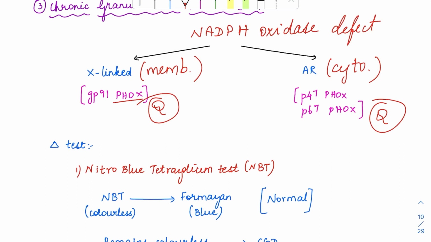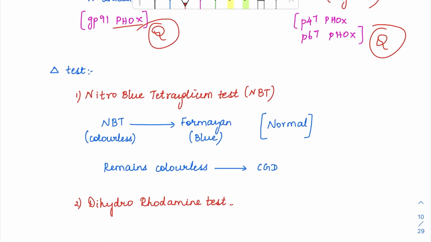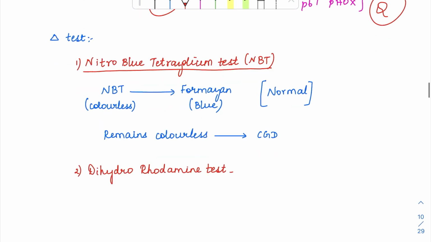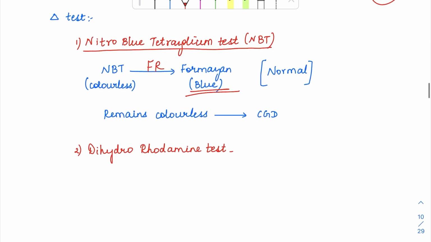So how do you test for these patients? In chronic granulomatous disease, we can use a test called the nitroblue tetrazolium test. So the NBT test can be used. Normally this nitroblue is going to be colorless. Only when there is a free radical, it is going to convert into a formazan compound, which is going to have a blue color. This is the normal. However, in chronic granulomatous disease, without this phagocyte oxidase, free radicals such as HOCl cannot be formed. So this NBT will remain colorless because it will not form formazan, which is responsible for the blue color. If it remains colorless, it is indicative of chronic granulomatous disease.